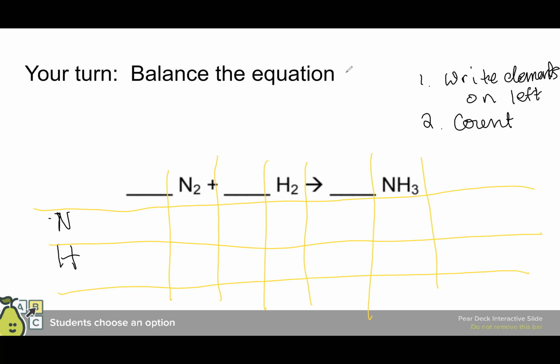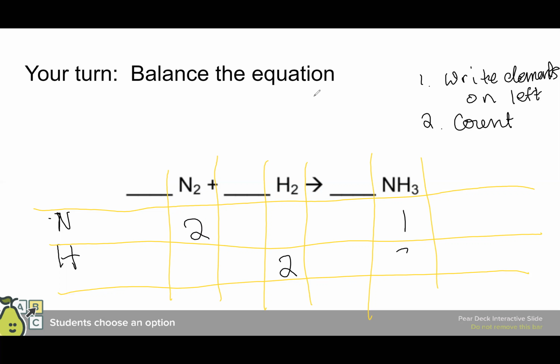Okay, so I have 2 nitrogen atoms, 0 hydrogen in N2. I have 2 hydrogen atoms, 0 nitrogens in this one. And the last one here, I have 1 nitrogen and 3 hydrogens. Step 3 is to multiply to balance.